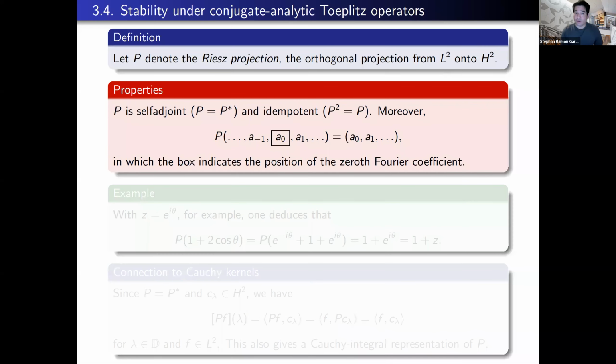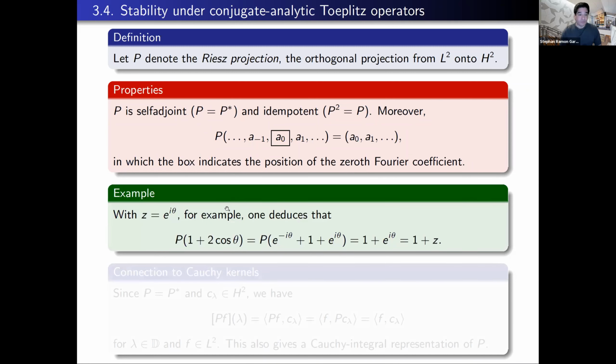As an orthogonal projection, it's self-adjoint and idempotent. And in terms of Fourier coefficients, what you're really doing is taking this Fourier series in capital L2 that's indexed by the integers, and I've highlighted the 0th coefficient, and you're chopping off all the negative stuff. That gives you a sequence of non-negatively indexed Fourier terms that corresponds to the Taylor coefficients of an H2 function, or in other words, the Fourier coefficients of an H2 function. And so what the Riesz projection does is kind of interesting.